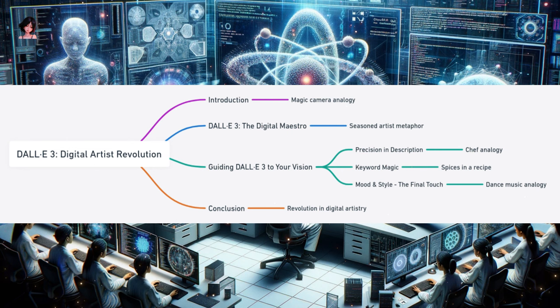Keyword magic: keywords are the spices in the recipe for your image. They give flavor and character to the final creation. The right keywords can transform a bland image into a masterpiece. Example: for a fantasy scene, keywords could be dragon, castle, moonlit night, and enchanted forest.